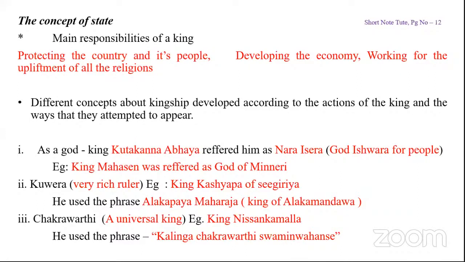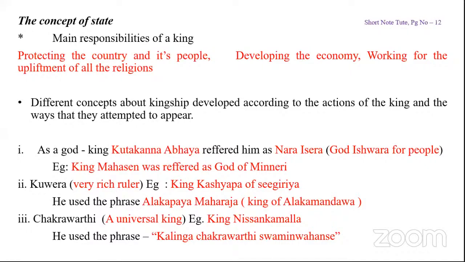So this Kuber concept had come from India. In India, there was a big rock citadel known as Alakamandava. The ruler of that Alakamandava was very rich and he was Kuber. King Kashyapa of Sigiriya in Sri Lanka also used the same concept and used the phrase Alakamandadipati Maharaja, king of Alakamandava, in his inscriptions to refer to himself. Chakravarti, a universal king, King Nisankamalla, was referred to as Kalinga Chakravarti Swamin Vahanse. So that means a universal king.